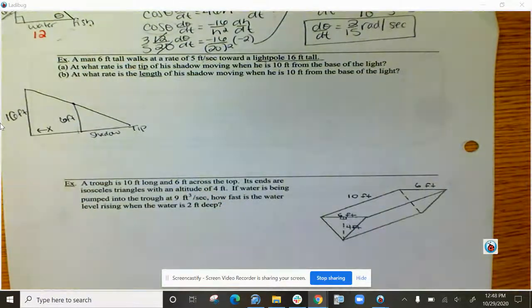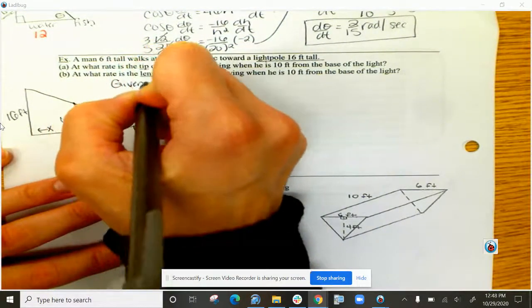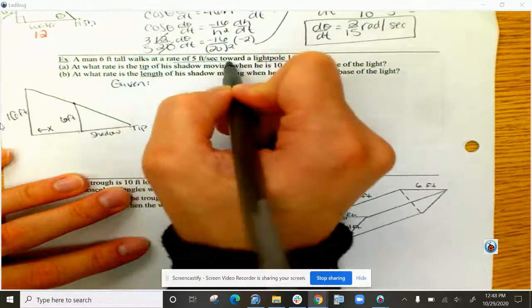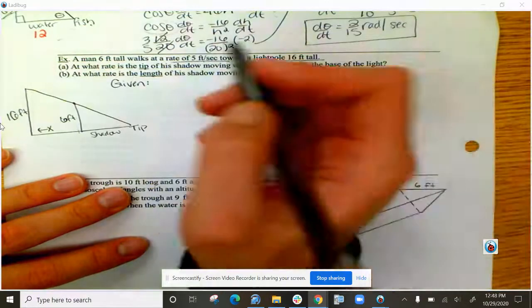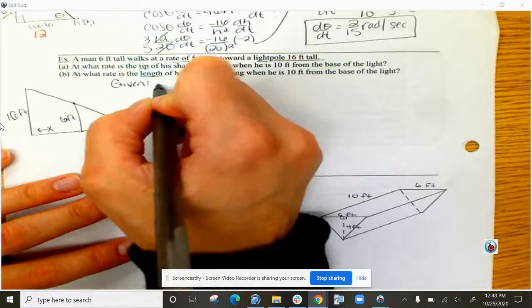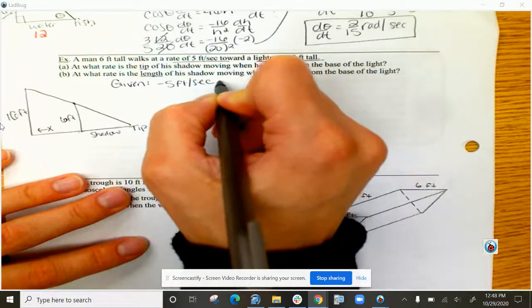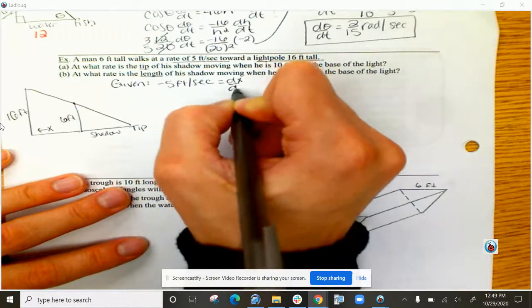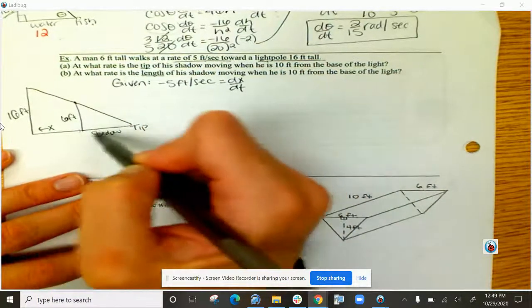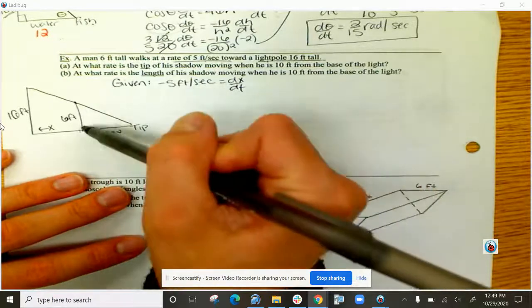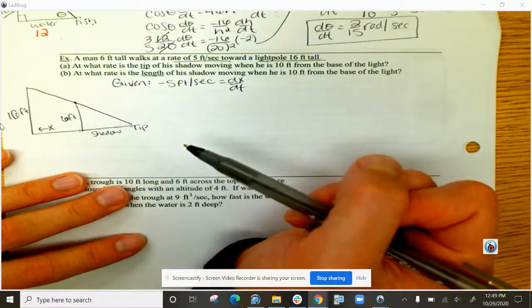And so the thing that we are given here, which I will note, is this right here. He walks at a rate of 5 feet per second towards the light pole. And so I'm going to say this is negative 5 feet per second. And that is my dx dt because this is my x value when I'm looking at this horizontally. It's negative because his length is going to be decreasing as he gets closer. So that's why I made that negative.